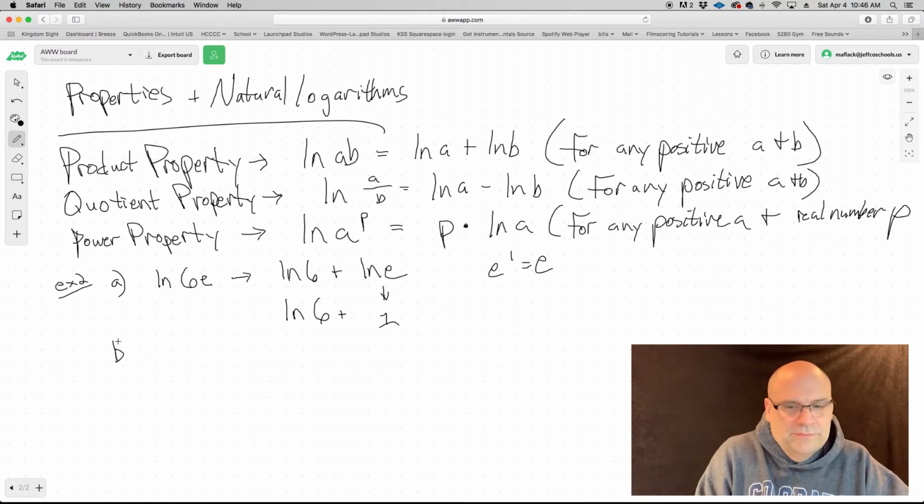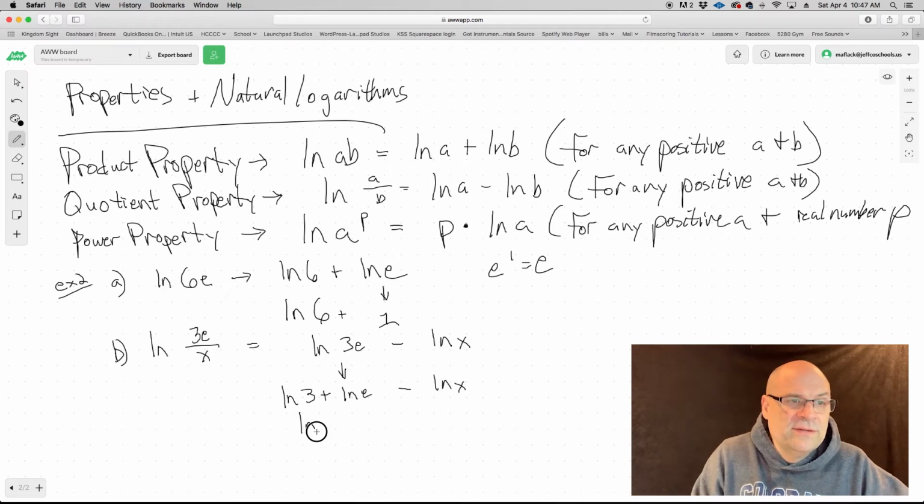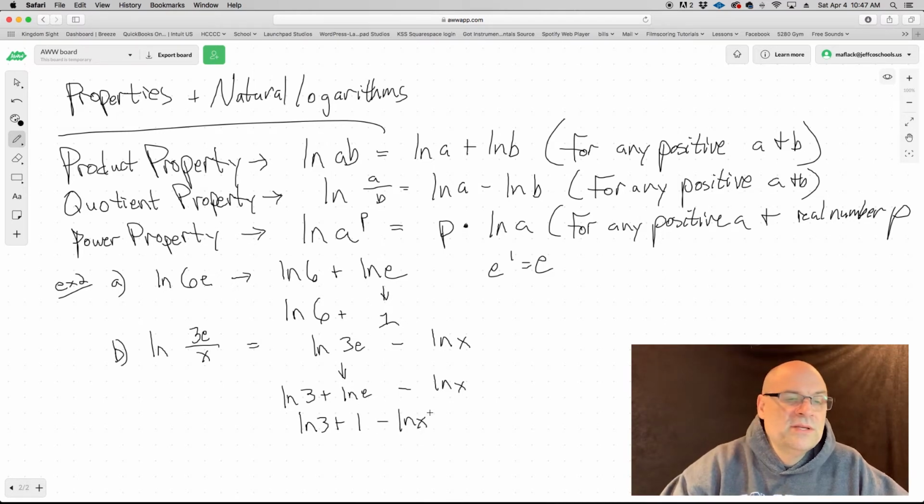Okay, b. Natural log of 3e divided by x. So we're going to use our quotient rule, and we're going to use our product rule. So this means natural log of 3e minus the natural log of x. Well, what's the natural log of 3e? That's a product. So natural log of 3 plus natural log of e minus natural log of x. Okay? Well, we can simplify this a little bit farther and say the natural log of e is just 1. So natural log of 3 plus 1 minus natural log of x. That's as far as we can go.